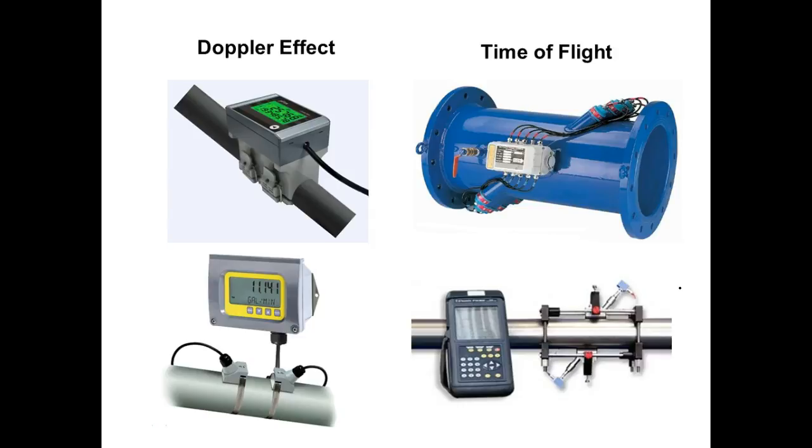This is a portable one, it looks like. This is actually put on here. This is built in permanent. On a Doppler, your transmitter and receiver are going to be on the same side of the tube, right? And for a time of flight, it's going to be offset. You can research these. I got every one of these off the internet.